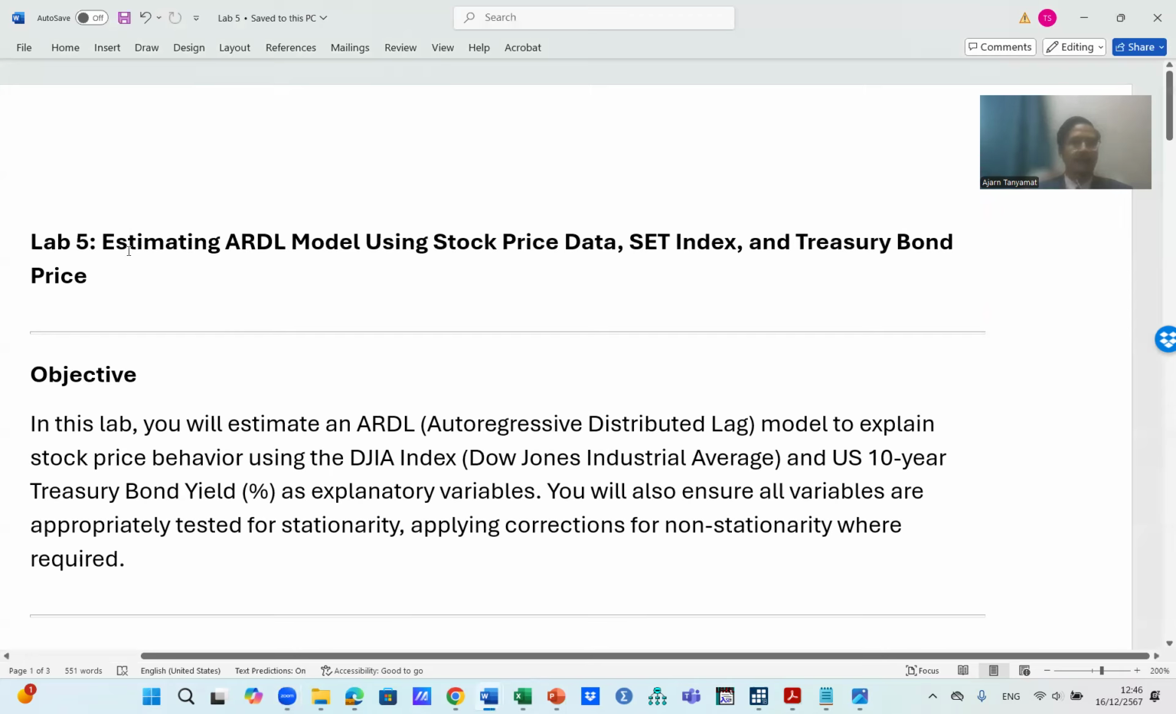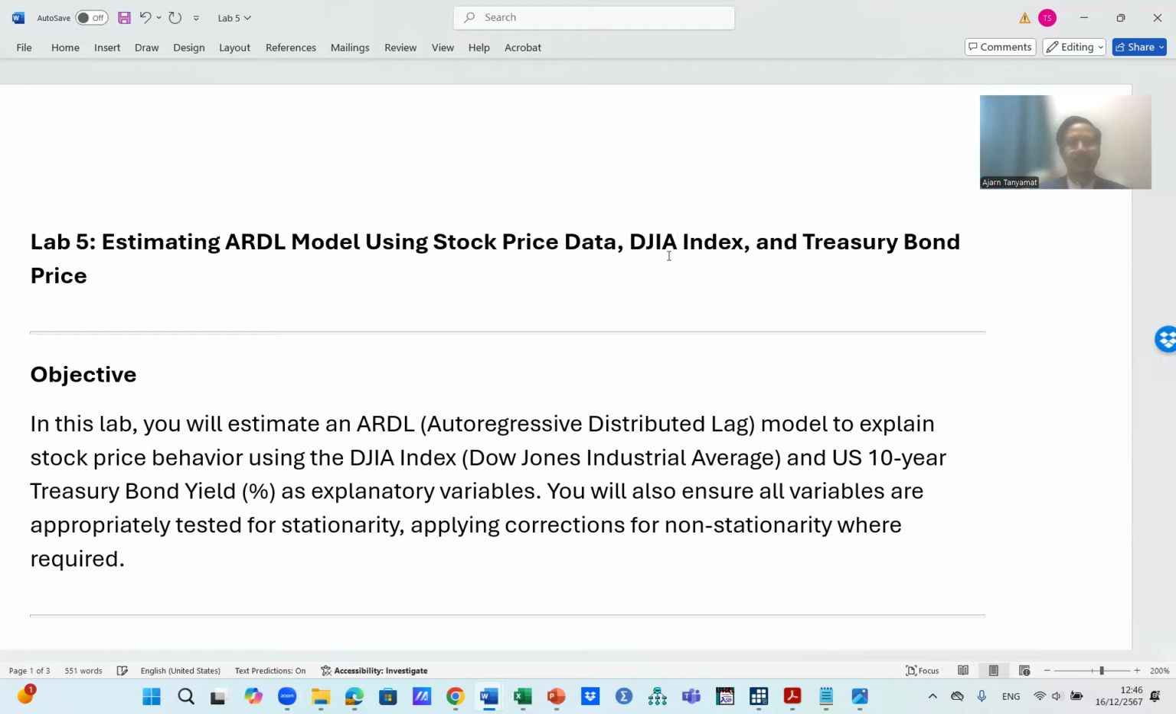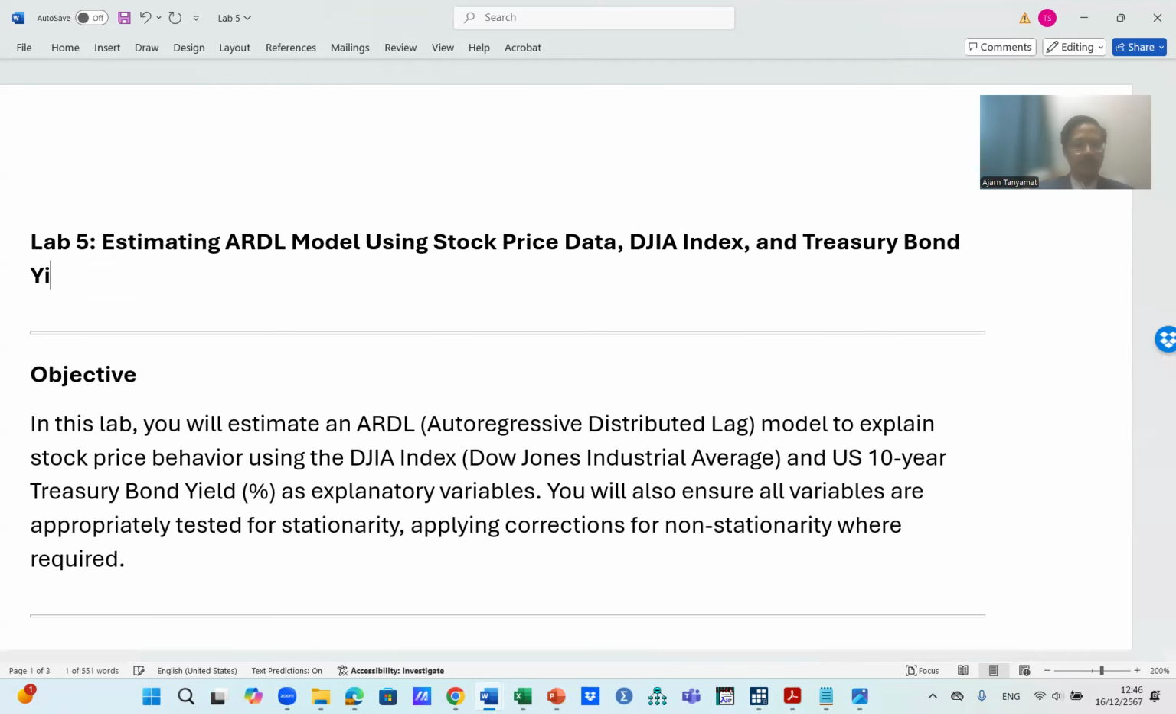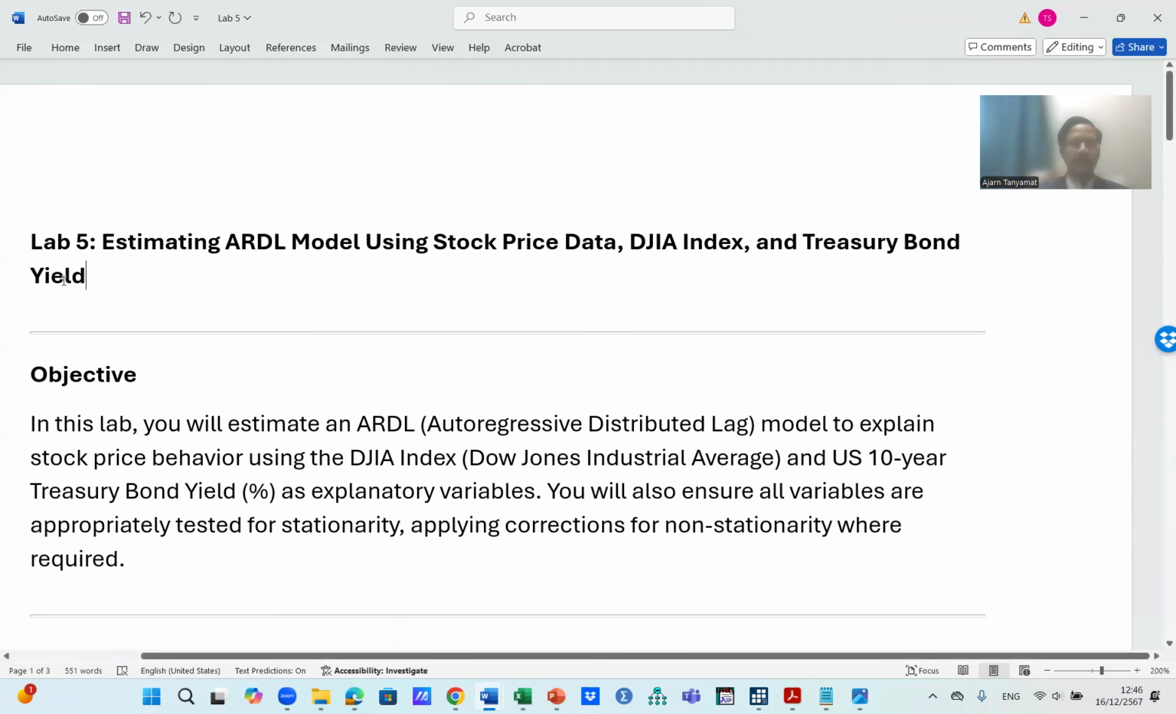Okay. Yeah, in this lab, we're going to be estimating an ARDL model using stock price data, the Dow Jones Industrial Index, and Treasury bond yield. Let me fix that really quick. Treasury bond yield is the percent return if you hold the treasury bond.